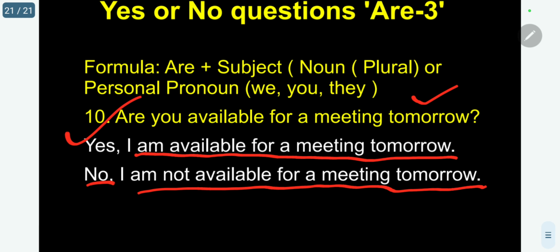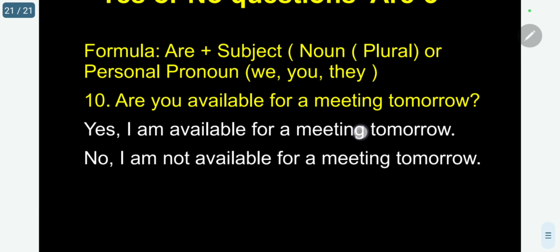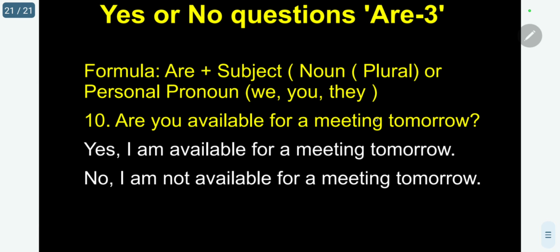So very nicely, by using are, I have used nearly 10 different sentences. I asked questions using are, to give yes or no answers. Please follow, my dear students. So this is very, very important.